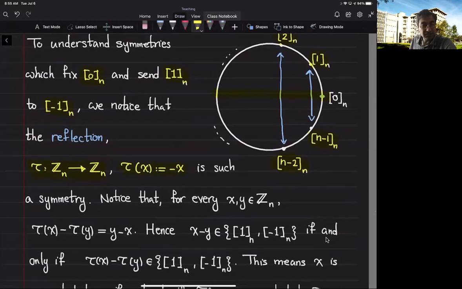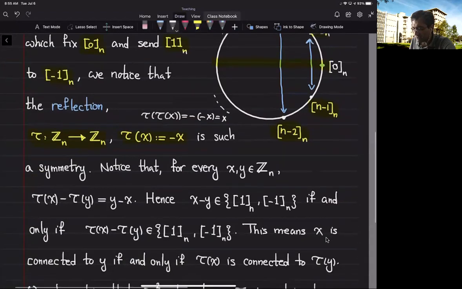Again, let's see why it's a symmetry of this n cycle. The first thing that we notice is that it is in fact a bijection because tau of tau is identity. If I apply tau twice, I get this, which is identity, which is x, and therefore this composition is identity. And so tau is indeed a bijection.